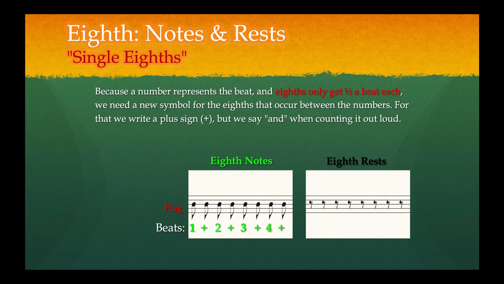This is what 8 single eighth rests look like. The counting is exactly the same as if it were notes. We still use the same numbers and the plus sign and say "and" when we count. The only difference is that eighth rests are silent and eighth notes make sound. 1 and 2 and 3 and 4 and. Eighth notes and eighth rests get 1/2 a beat each.